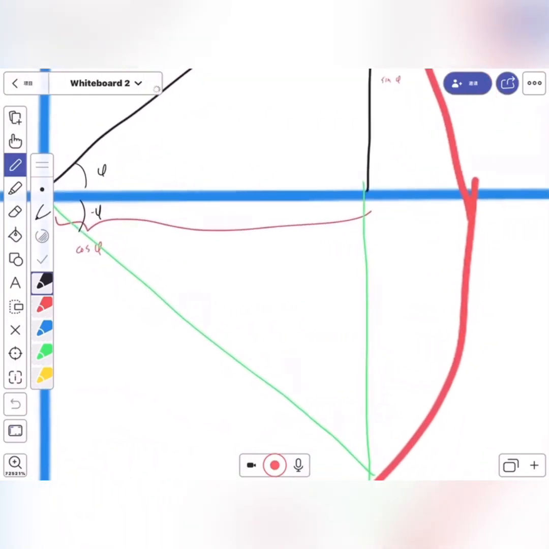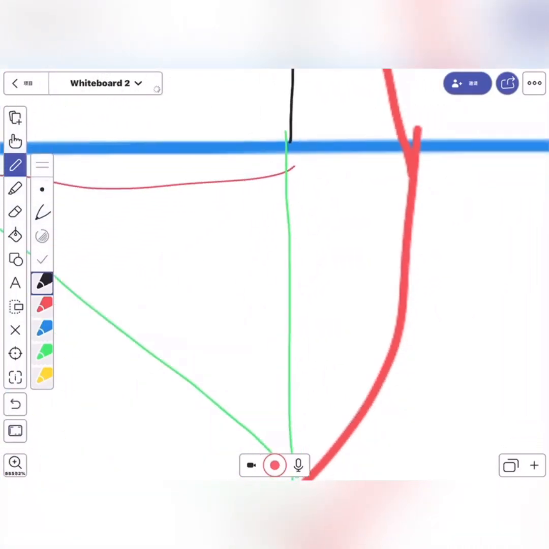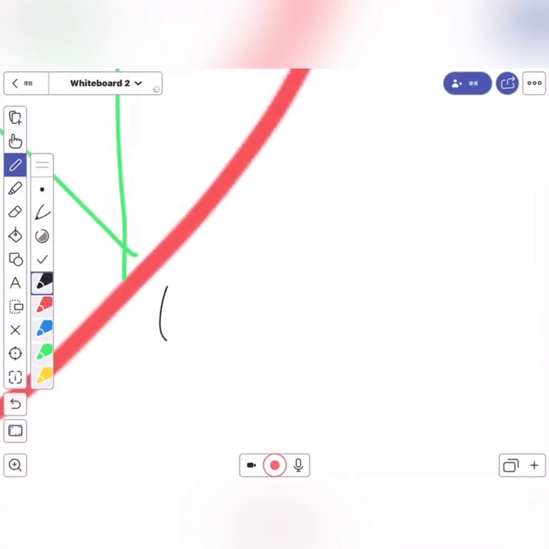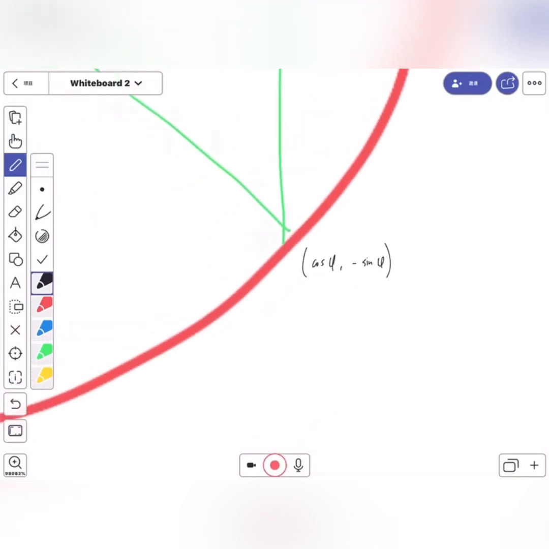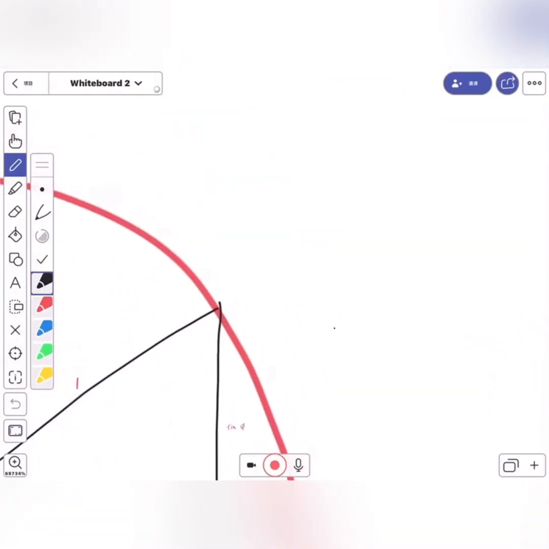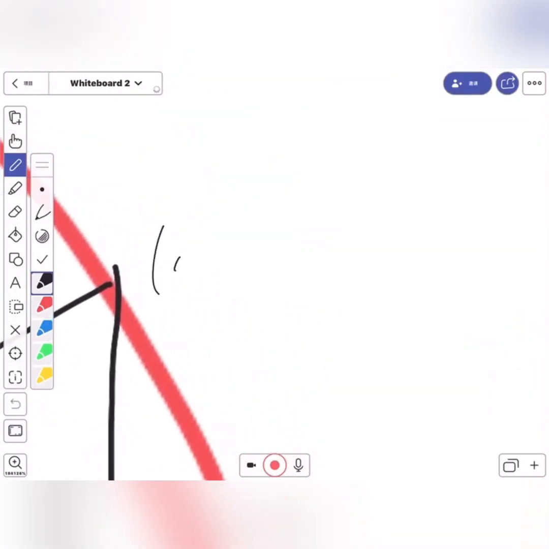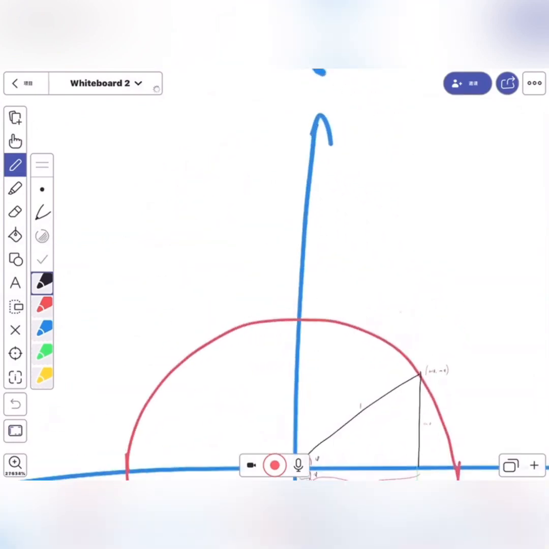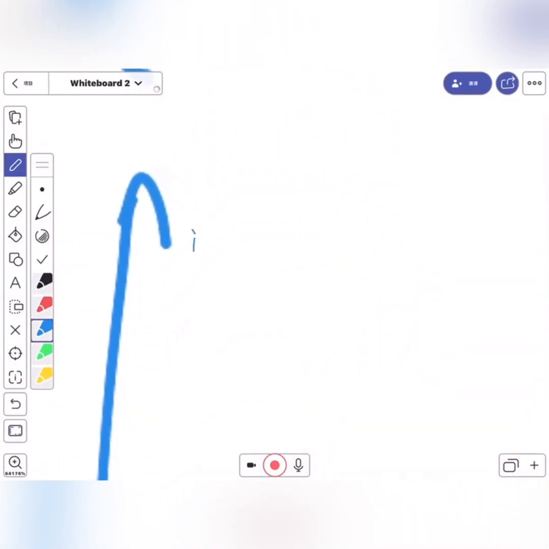So now the magnitude of this is still sine of phi, but this point is going to be cosine of phi, negative sine phi. But the point at the top is actually cosine of phi, sine of phi. Alright. So now what if we express this in a complex plane?